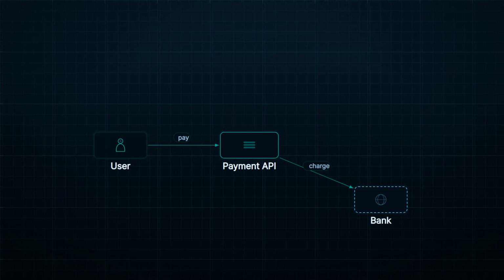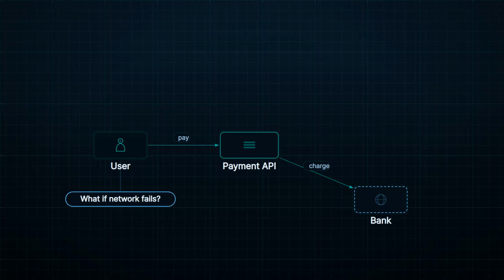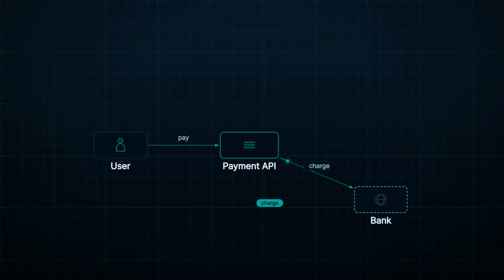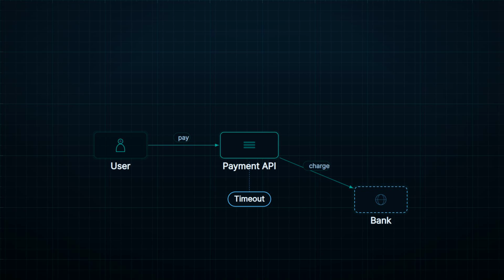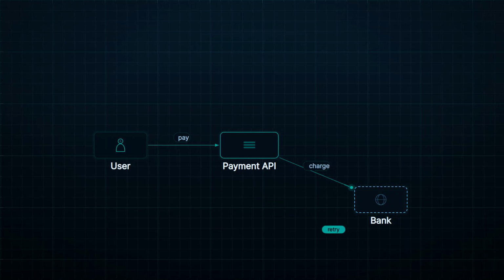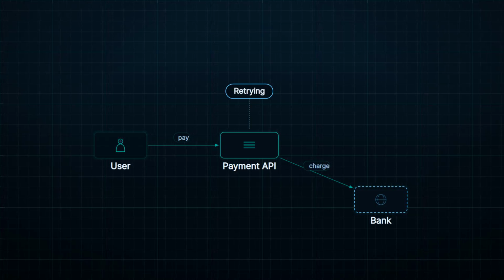That works until the network glitches. Watch what happens when the bank takes too long. The payment API sends a charge request and waits. The bank is slow, the timer expires, and the request times out. The payment API, not knowing if the bank got the first request, decides to retry. It clears the timeout badge and sends a second charge request, hoping this one goes through.